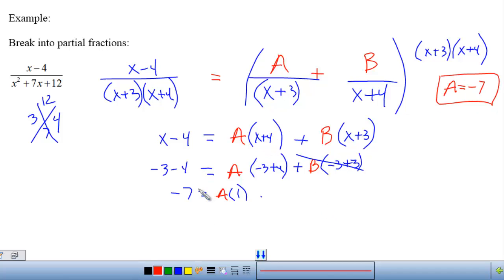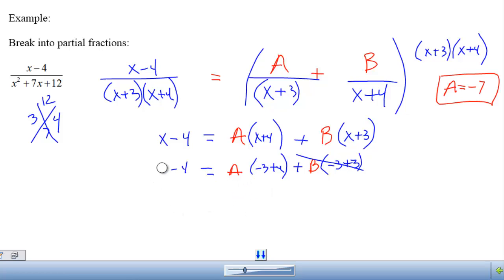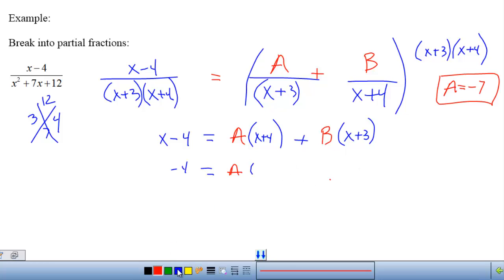Now we'll go ahead and we'll find b. So we do the exact same thing. So I'm going to go ahead and go back up here a couple steps. Erase this. I'll rewrite. So I'm going to do the exact same thing. So I have x plus 4 plus b times x plus 3. Put the x back here. So now I want to find b. So now I'm going to cancel out this a. So what value of x is going to make this a 0? Well, it's going to be -4. So I'm going to go ahead and rewrite this. So I plug in -4 for all of my x values.